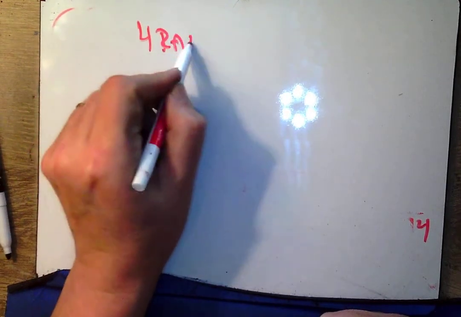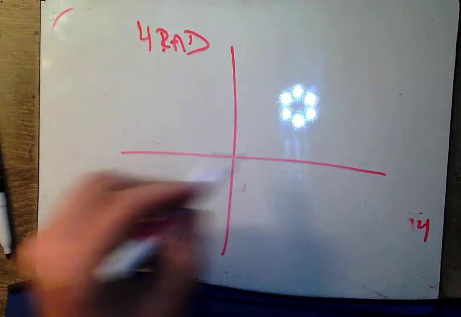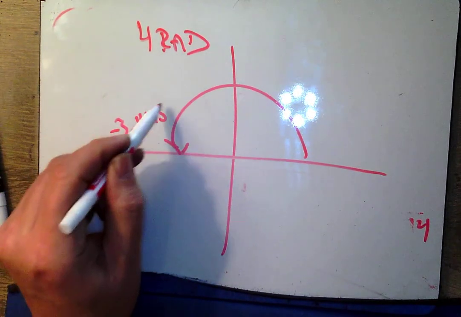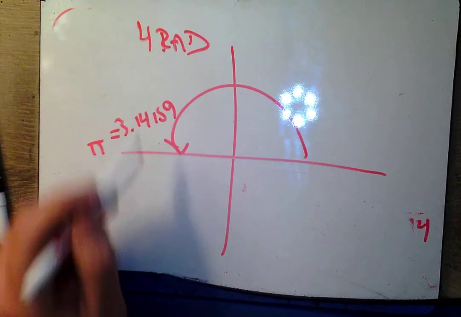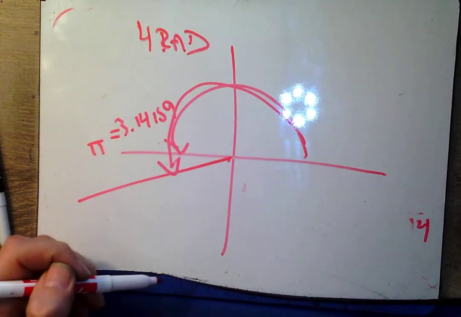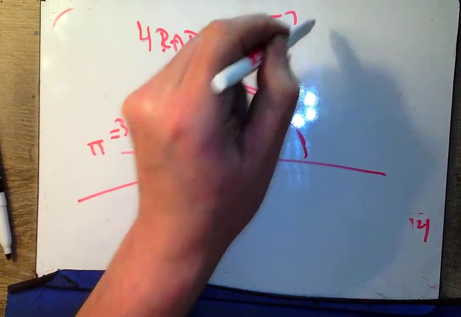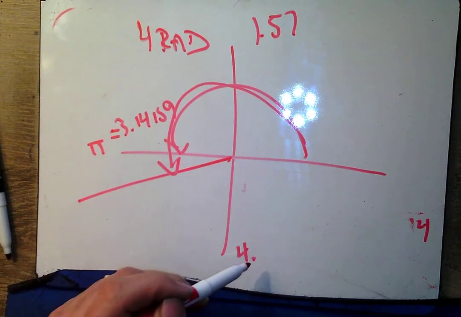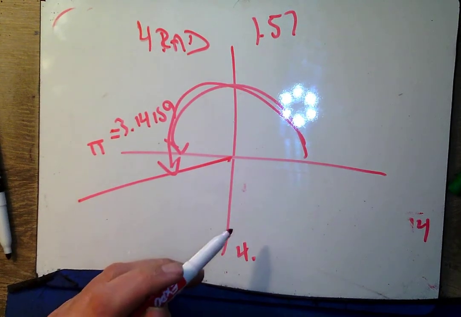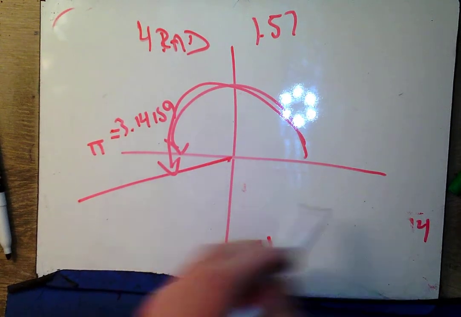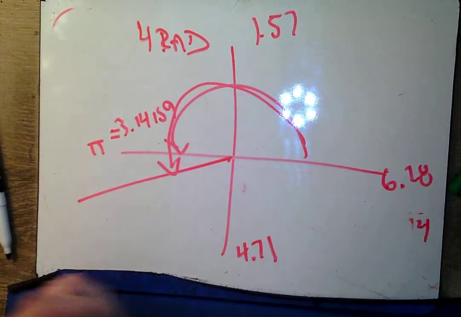Likewise, if they say draw 4 radians. Okay. This is pi radians. That's 3.14159 radians. Well, 4 radians? It's just going to be a little past that. There we go. This is 1.57 radians. This is 3.14 radians. This is 4.5 times pi, 4.71 radians, and this is 6.28 radians.